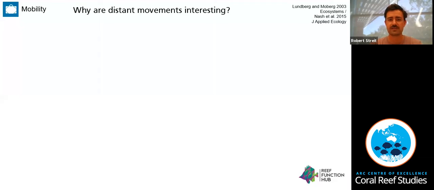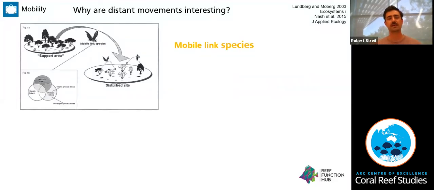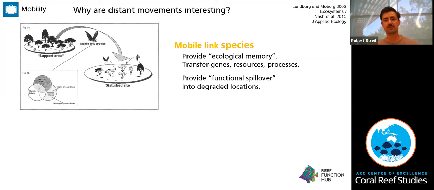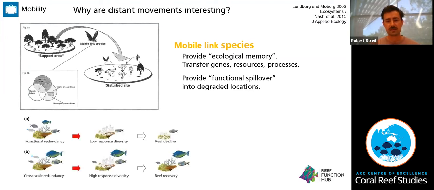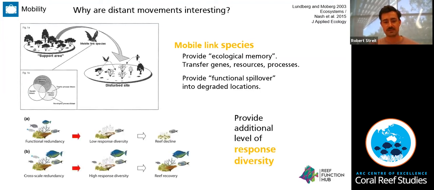Well, I've introduced that with the patchiness already, but in terms of ecological theory, this movement is important because these moving fishes could be mobile link species, and they could provide this ecological memory to disturbed sites. So they could transfer processes or resources and in a way provide this functional spillover into degraded locations. And on coral reefs, that could mean, for example, that we get an additional level of response diversity, because if we have a localized disturbance that also takes out the fishes, if we have fishes that can move further, fishes from somewhere else can come in and replenish the local function.